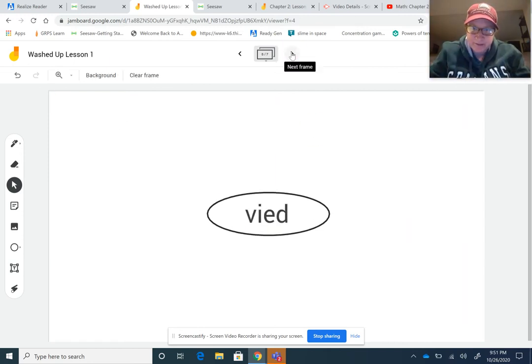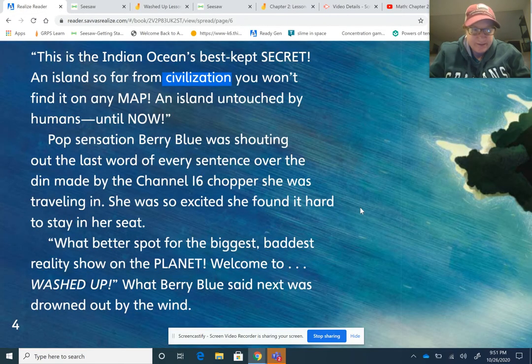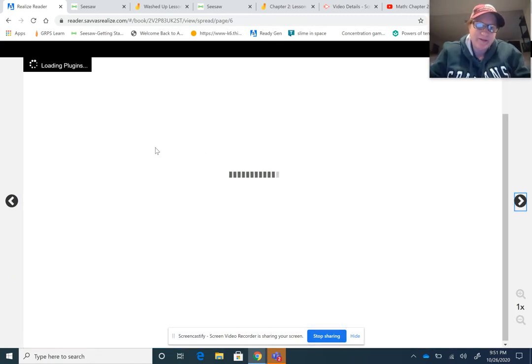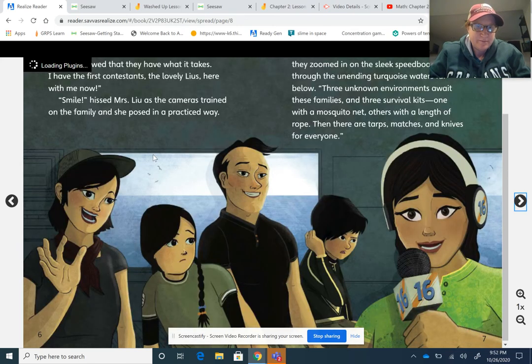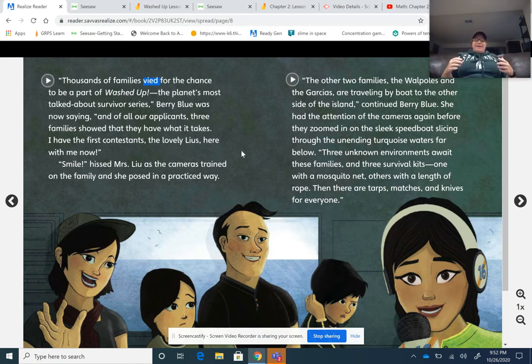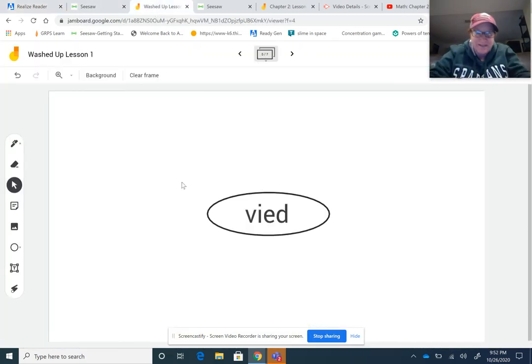All right, next word is vie, and that is on page 6. So let me go to page 6. I remember this one was at the top of the page. Scroll, please. There we go. Thousands of families vied for the chance to be part of Washed Up. So it's a reality show. So a lot of families had to apply, and they vied for a spot on the show. So they were chosen. Now, when they're chosen like that, they have to compete. So vied means like compete.